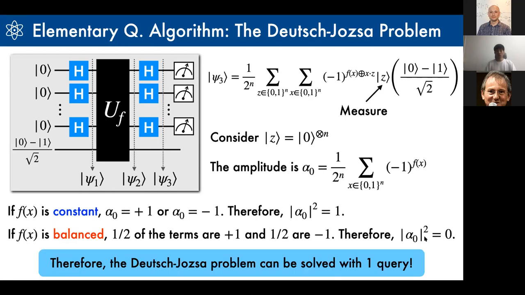So in summary, we perform this type of circuit, and then in the end, we measure these n qubits, and if we measure zero, then we know the function was constant. Because if the function was constant, then the probability to measure zero was one. But if this function was balanced, then the probability to measure zero was zero. So when we make a measurement, we'll measure something else, right? So this is how we can distinguish whether this function was constant or balanced.